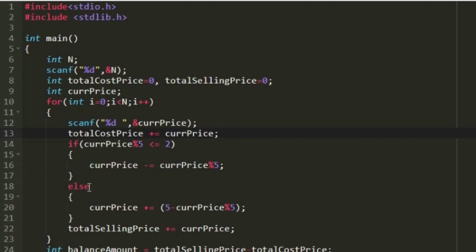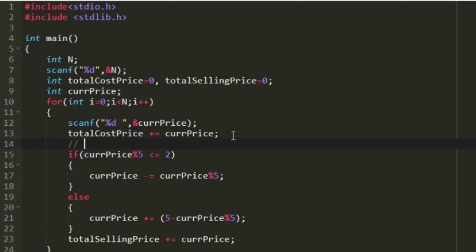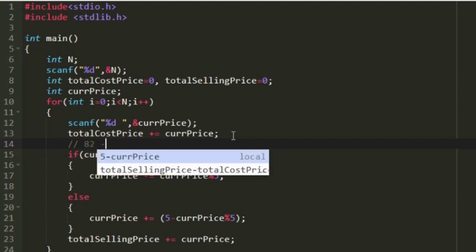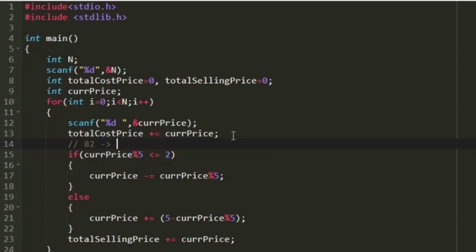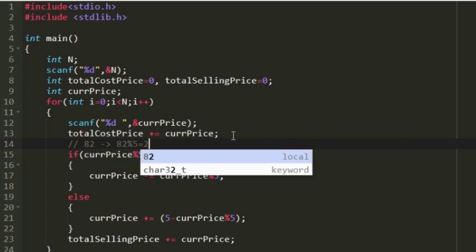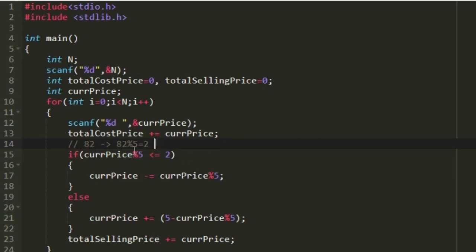So now we have to calculate the selling price as per the conditions given in the question. So we have to find the nearest integer, which is a multiple of 5. To do that, first we are checking whether current price mod 5 is less than or equal to 2. If it is, then we will be moving to the least integer which is a multiple of 5. Suppose the current price is 82. In this case, the two nearest multiples of 5 are 80 and 85, and compared to 85, 80 is closer to 82, so the selling price would be 80.